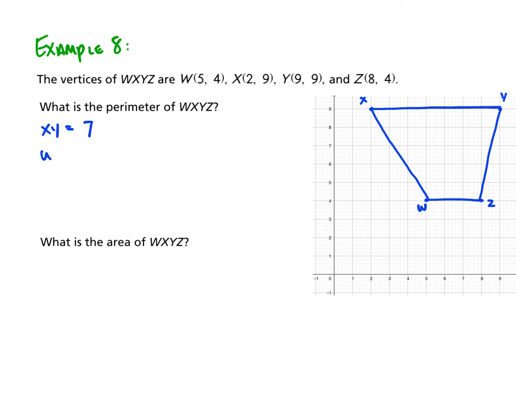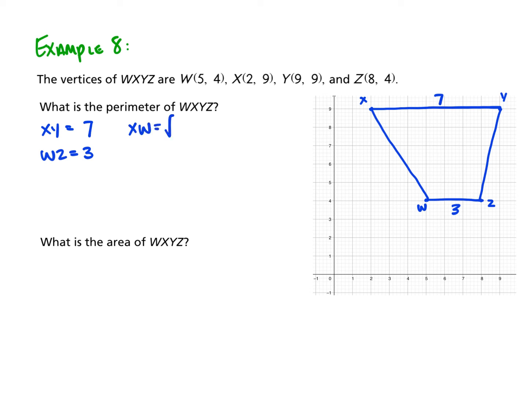WZ is also going to be an easy one because it is also a horizontal segment. It's only 3 units long, right? 1, 2, 3. So I got a 7 up here, I got a 3 down here. Now the other two are a little bit trickier. So let's go with XW.